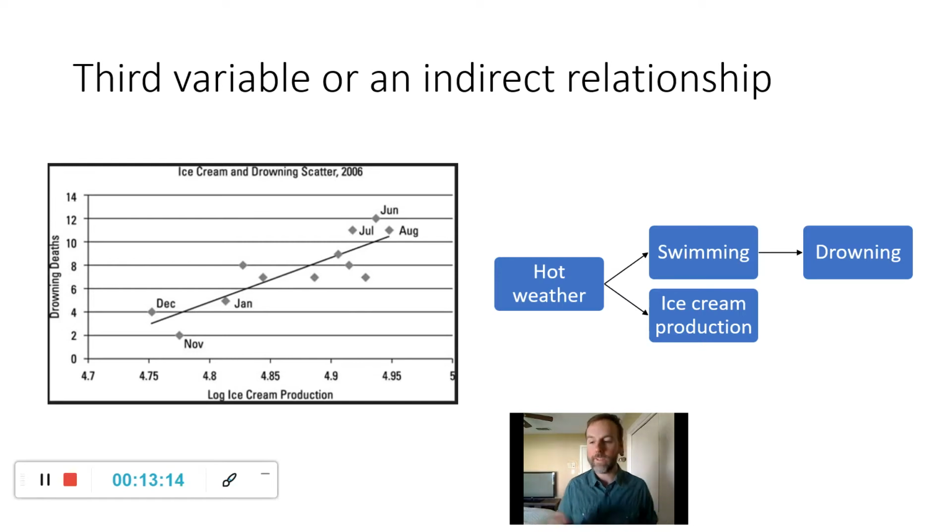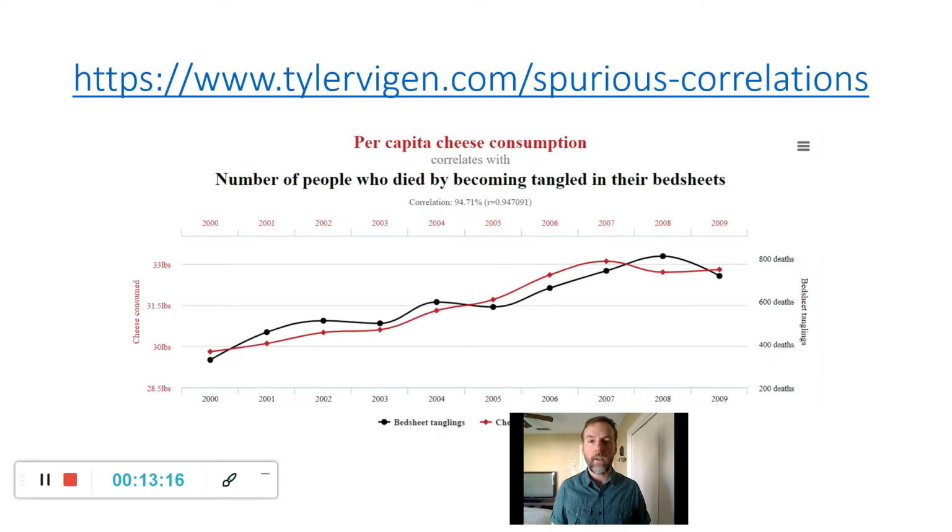And on that last note of indirect relationships, there's a great website. You can see the link there. It's all about spurious correlations. This is a bit older now. I think it was actually done back in 2009.